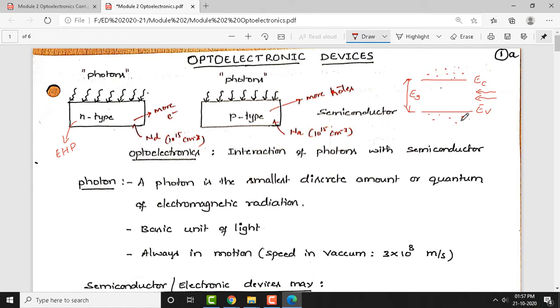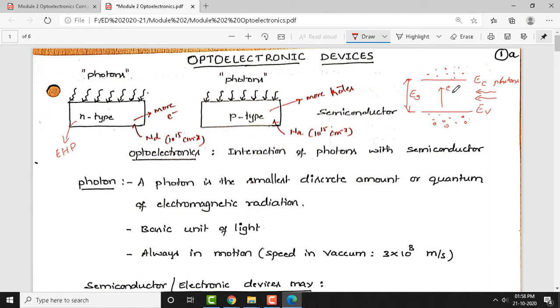Similarly, you can see holes, because whenever an electron leaves the valence band, this is the direction in which the electrons keep moving. These are the photons. So when photons interact with the semiconductor, electrons acquire energy from the photons, move into the conduction band, and leave empty spaces here. These are called holes. For every electron that you see here, there is a hole here, a pair.